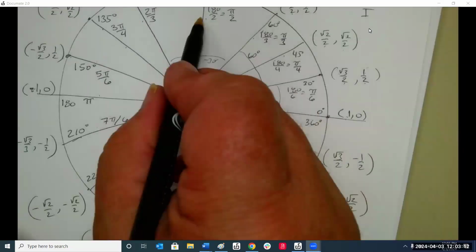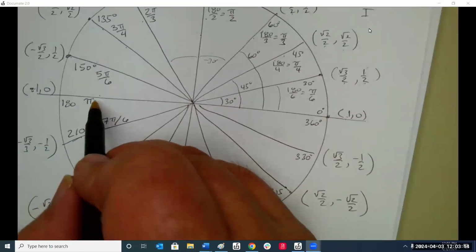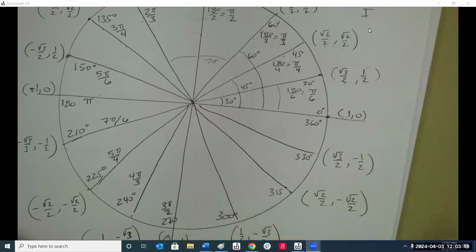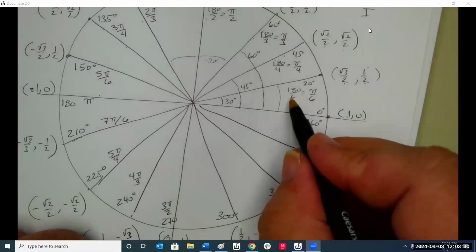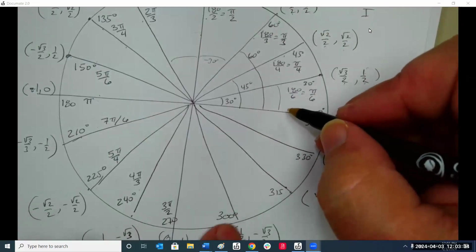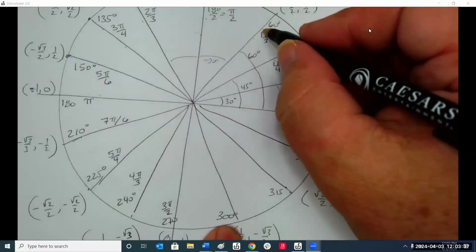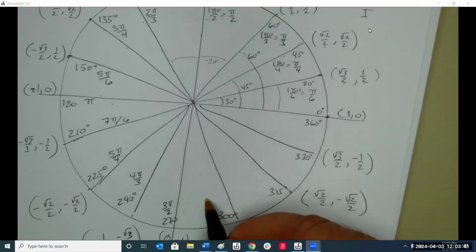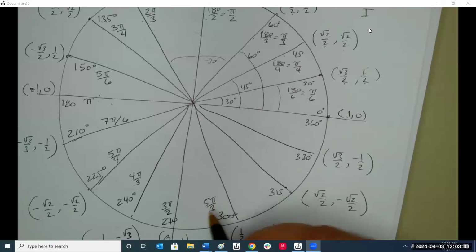(270) is pi over 2, 1 pi over 2, 2 pi over 2, 3 pi over 2. So at 300, it's just off the vertical. So it's 1 pi over 3, 2 pi over 3, 3 pi over 3, 4 pi over 3. This is 5 pi over 3.